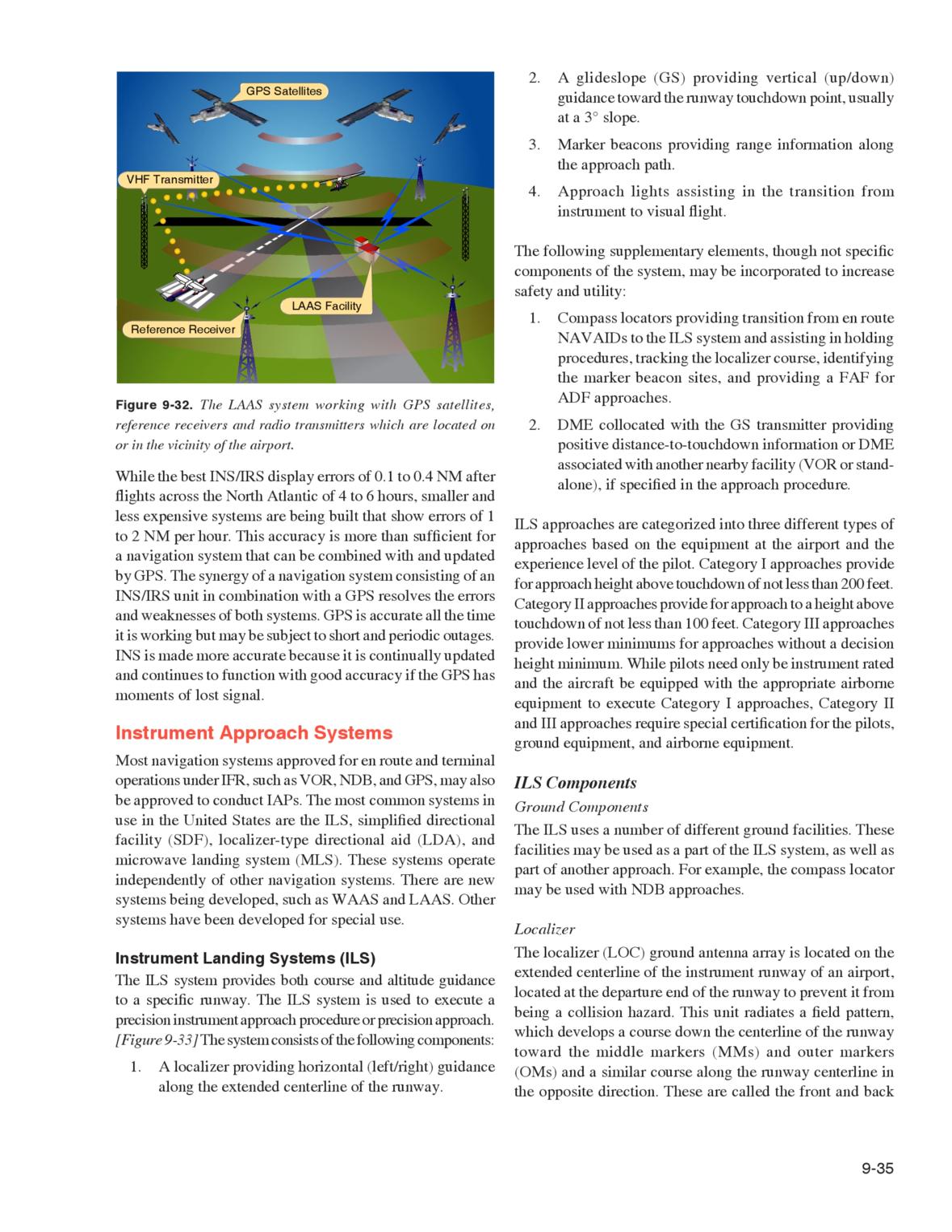While the best INS/IRS display errors of 0.1 to 0.4 nautical miles after flights across the North Atlantic of 4 to 6 hours, smaller and less expensive systems are being built that show errors of 1 to 2 nautical miles per hour. This accuracy is more than sufficient for a navigation system that can be combined with and updated by GPS. The synergy of a navigation system consisting of an INS/IRS unit in combination with a GPS resolves the errors and weaknesses of both systems. GPS is accurate all the time it is working but may be subject to short and periodic outages. INS is made more accurate because it is continually updated and continues to function with good accuracy if the GPS has moments of lost signal.